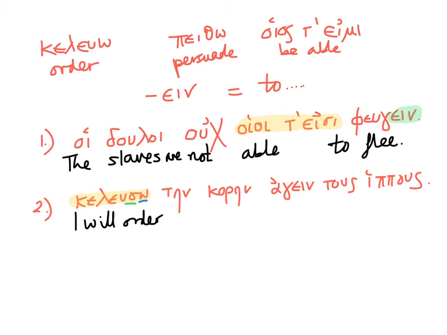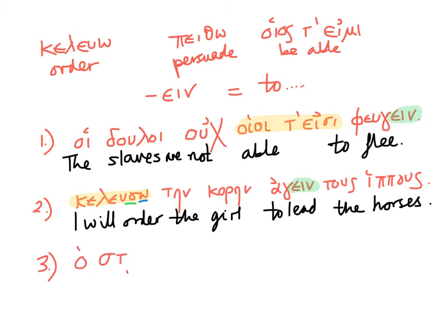Looking out for our infinitive, we're looking for a verb which ends epsilon, iota, nu. And here it is, again, which means to lead. Filling in the gaps, I will order the girl to lead the horses. Let's try a third sentence.